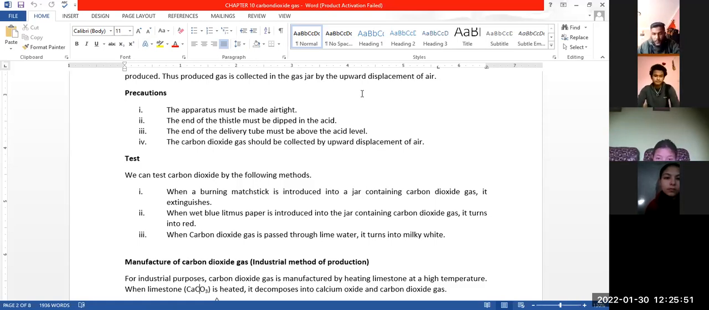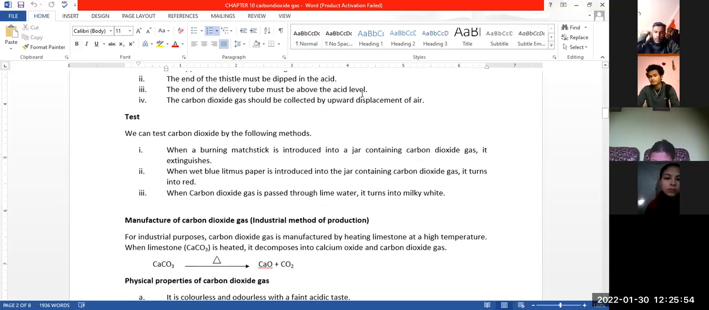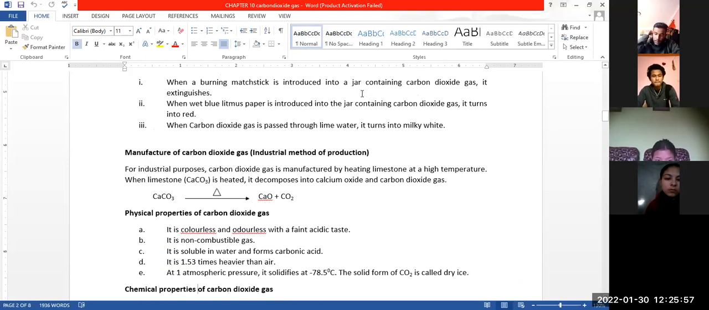Another important preparation is the industrial method of preparation, which we call manufacture. This is also important, and it is very simple. Carbon dioxide gas is manufactured by heating limestone. When limestone is heated strongly, it decomposes into calcium oxide and carbon dioxide gas, and in this way a large amount of carbon dioxide gas is produced. This is the industrial method of preparation of carbon dioxide gas.